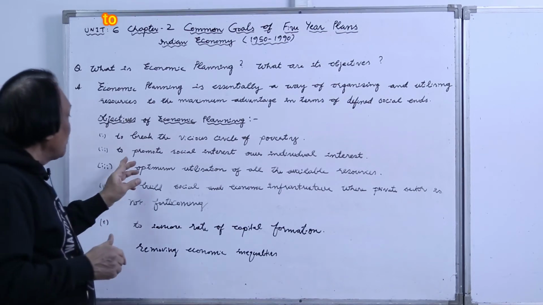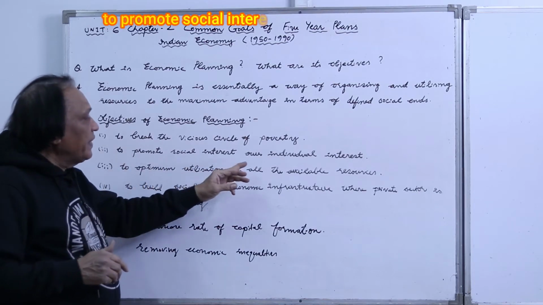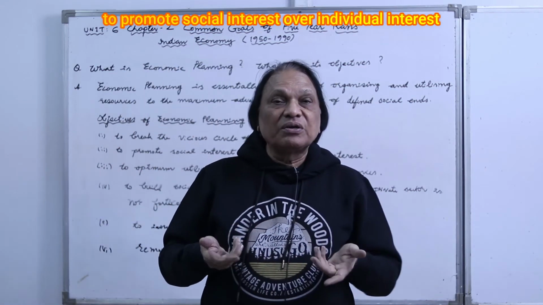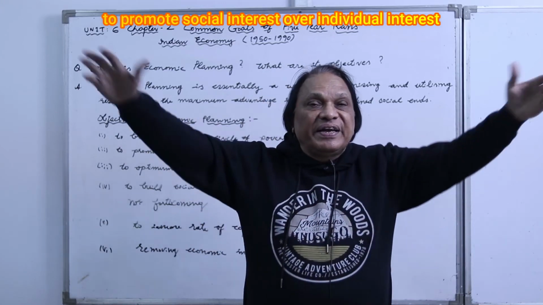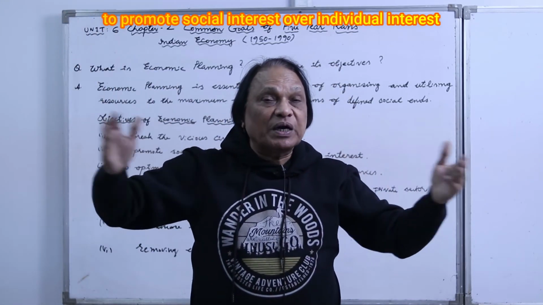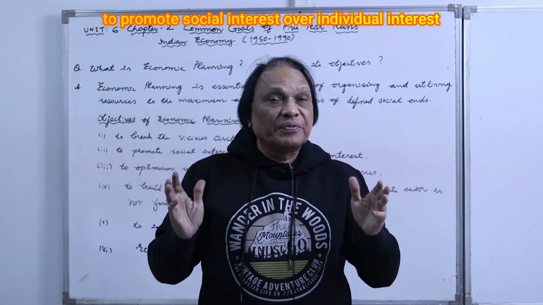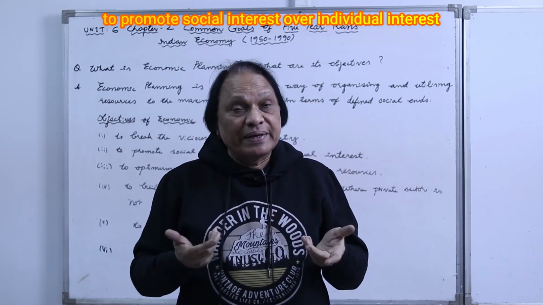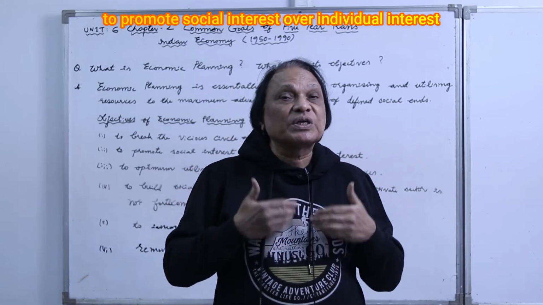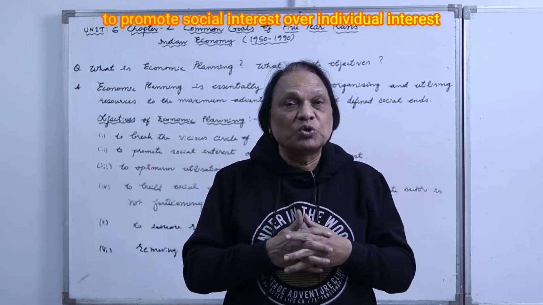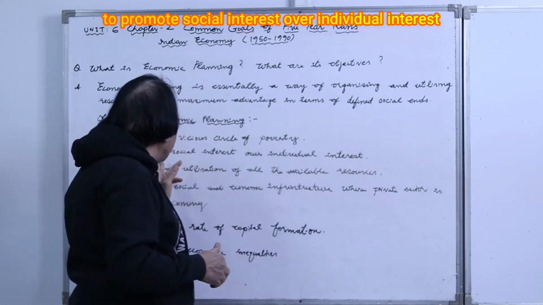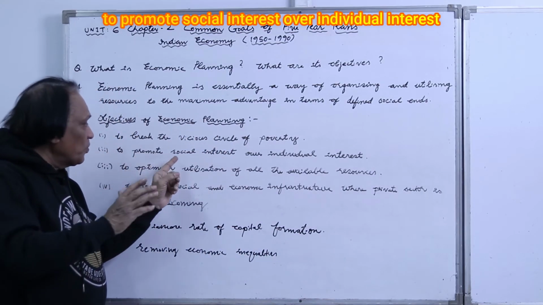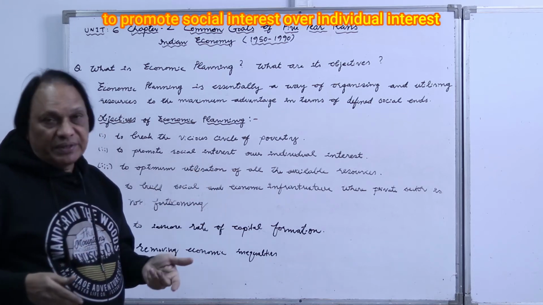The second objective was to promote social interest over individual interest. Not individual interest, not leading to inequalities of income, rich becoming rich and poor becoming poor. That's not socio-economic planning. That's not the objective of economic planning. So that means social welfare is more important than individual welfare. That point, we write it. The first one is to break the vicious circle of poverty. The second one is to promote social interest over individual interest.